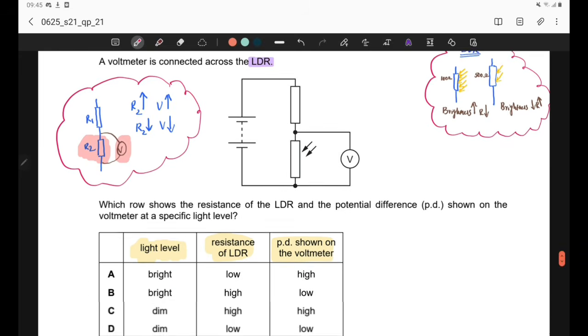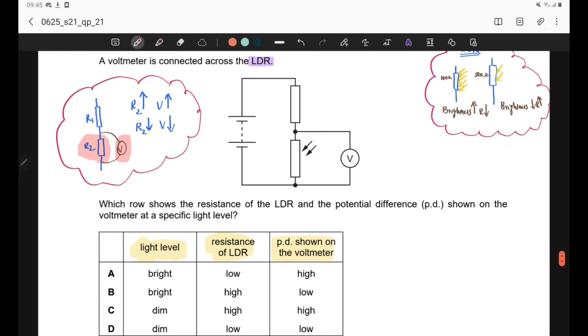So let's look at the options. Option A says the light level, or the brightness of the light falling on this LDR, is dim or bright.